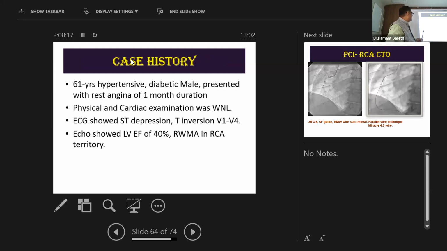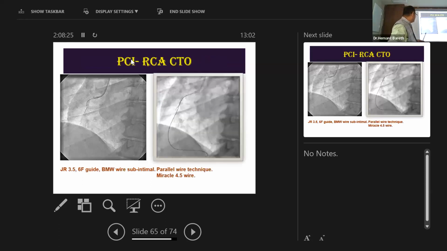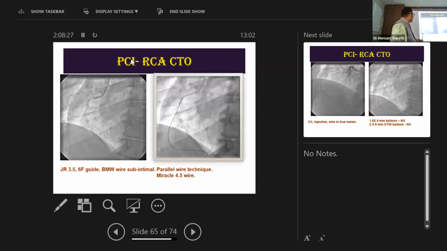Another case, 61-year-old hypertensive, diabetic, 1 month duration, ECG ST segment depression, echo showed 40% regional wall motion abnormality. Again, now CTO, now it seems stupid to try using BMW, but BMW was used and as expected enters into the subintimal space, but then a Miracle 4.5 wire is used.